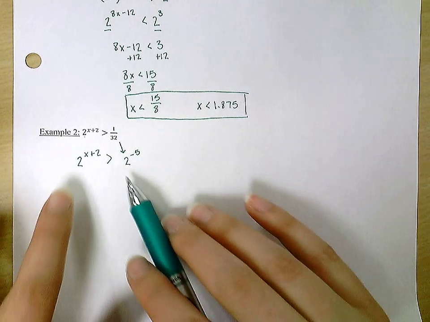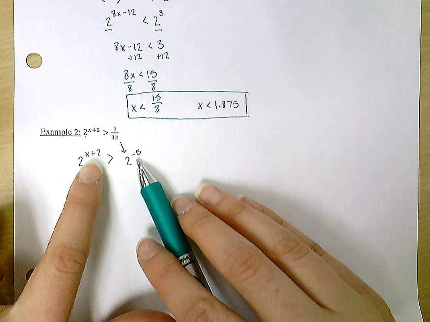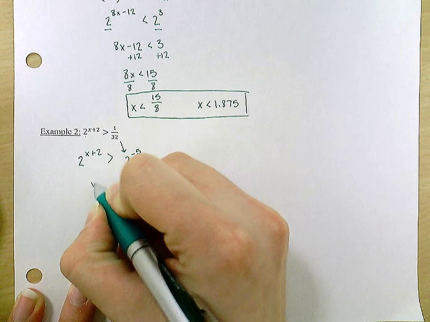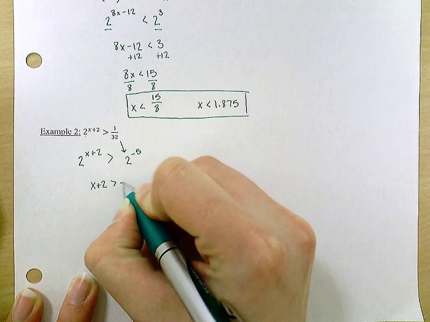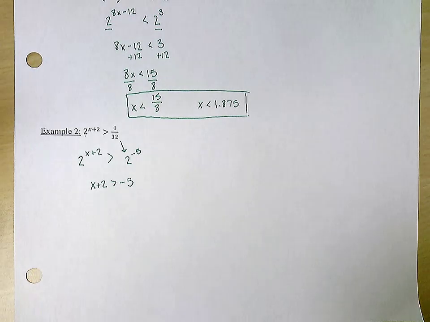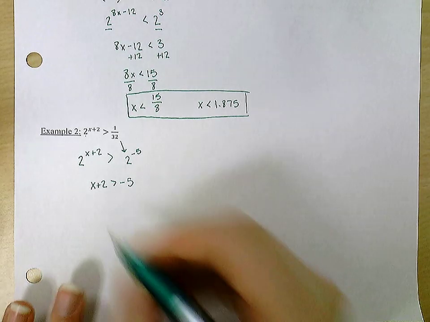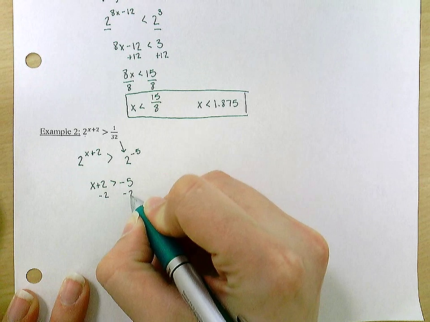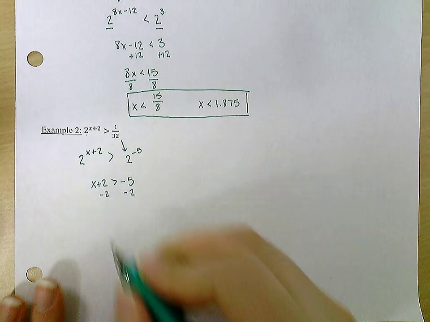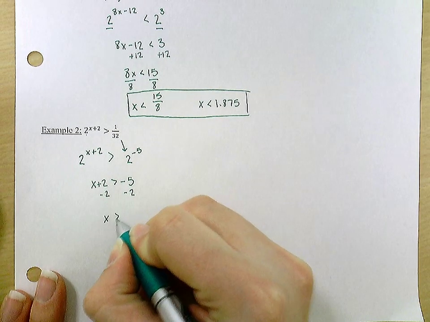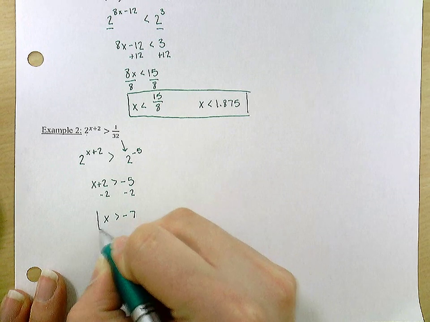So now that I have my common base, I can take those exponents. So I have x plus 2 is greater than negative 5. Subtract 2. So x is going to be greater than negative 7.